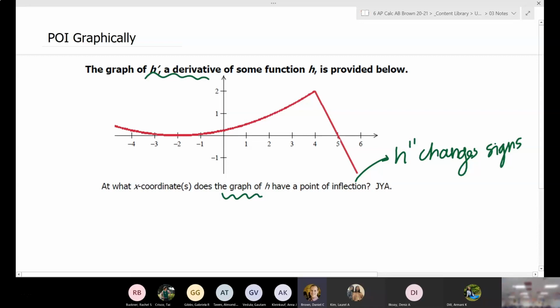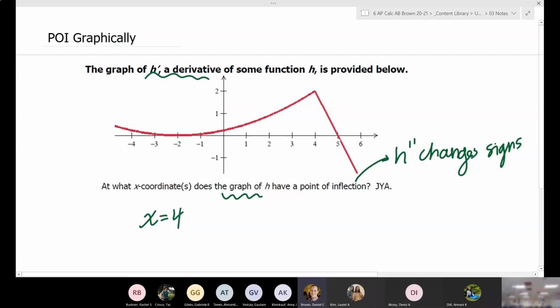But we're looking at the first derivative here. So we have to think about how that first derivative is related to the second derivative. Let's see who can figure out where the point of inflection would be on h. Again, you're looking at h prime. Where would the point of inflection be, if anyone wants to make a guess? 4. At 4, I would agree with Sarah. I would say that there is a point of inflection at 4.